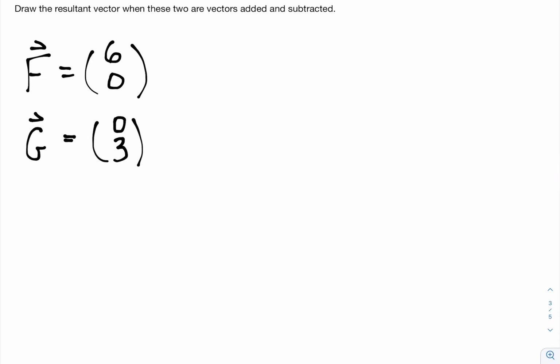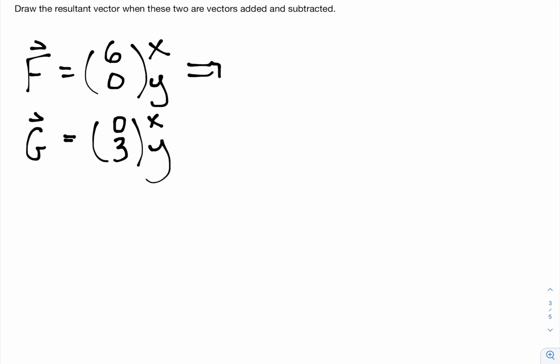Next question, draw the resultant vector when these two vectors are added and subtracted. Okay, so this notation here, F with a little arrow on top and same with G, that just means it's a vector. And the components of these vectors, the things, the direction that makes it up, the magnitudes, are 6, 0, 0, and 3. So the top number in this type of notation, this is the horizontal direction, or just the x direction. The bottom number is the y direction.